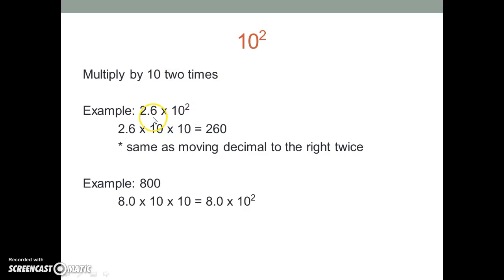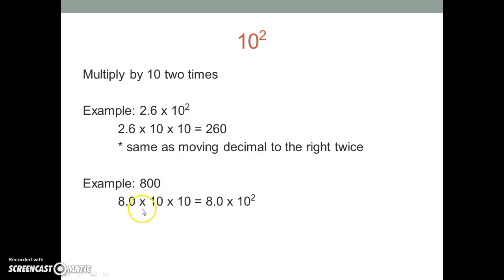So for example, if I have 2.6 times 10 to the second, which is in scientific form, that 10 to the second means I need to multiply by 2 tens. So I take the 2.6 and multiply it by 2 tens. I arrive at 260. This is the same as moving the decimal to the right twice because the power on the 10 is 2.